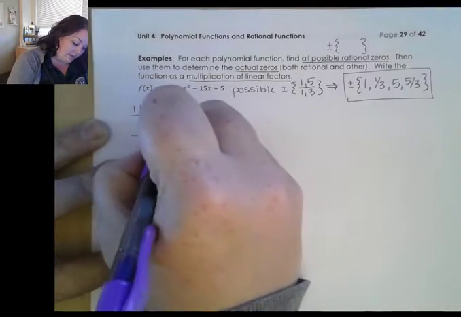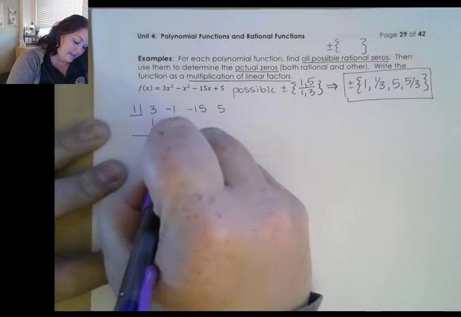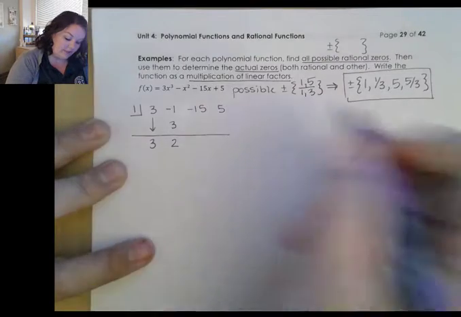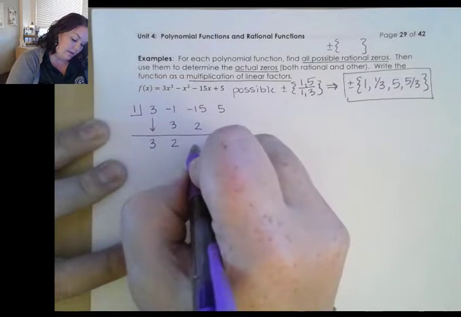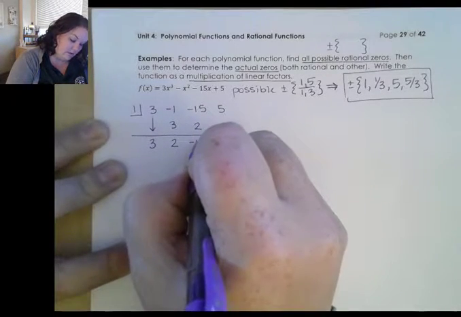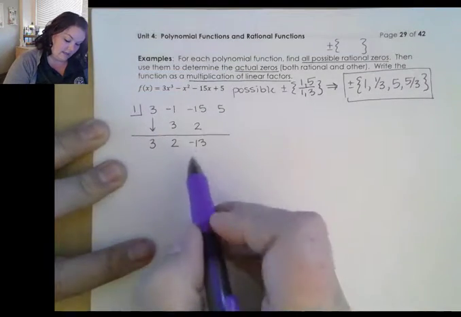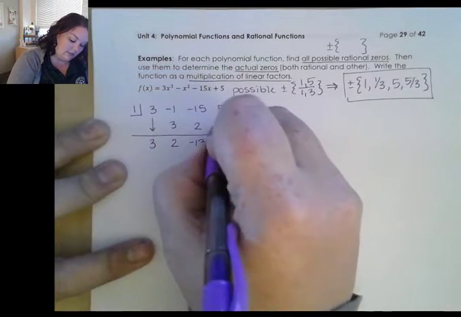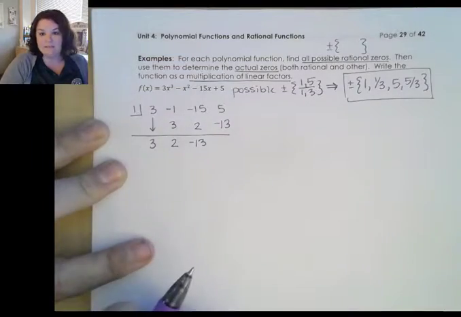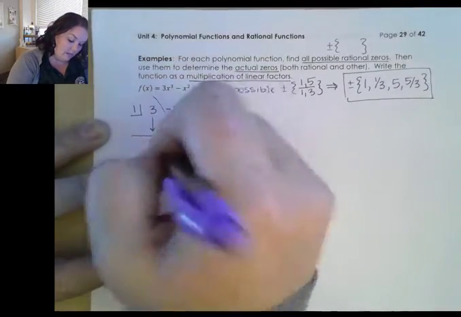3 times the 1 in my box is 3. I combine down and get 2. 2 times the 1 in my box is 2. I combine down and get -13, right? -13 times 1 is -13, and this is not going to give me a 0, right? So this did not work out.